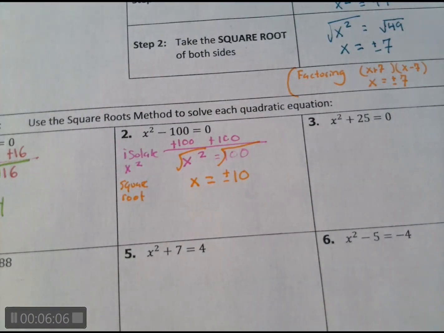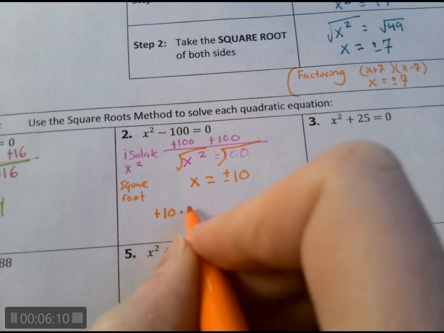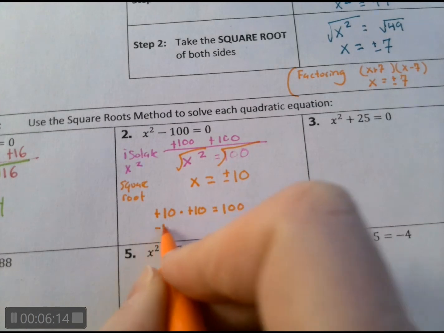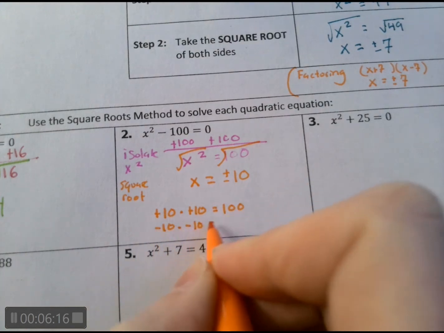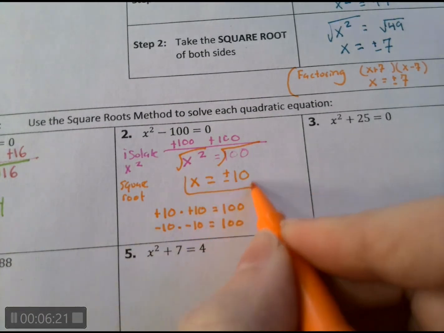Okay, just a reminder, positive 10 times positive 10 equals 100. Negative 10 times negative 10 also equals that positive 100. That's why we have to have the plus or minus.